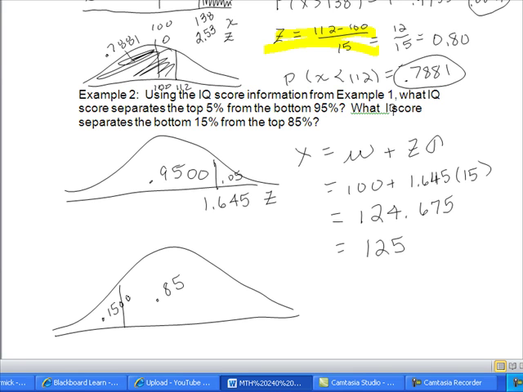So we're going to take 100 minus 1.04 times 15. It's 84.4. And again, if we round that to the nearest whole number, we would get 84 for that.